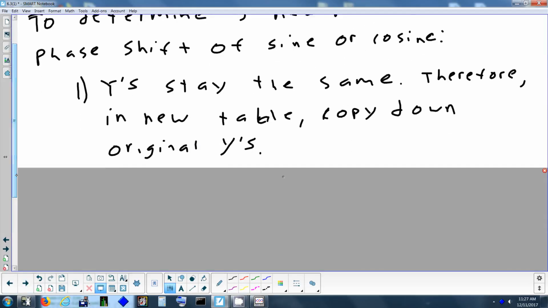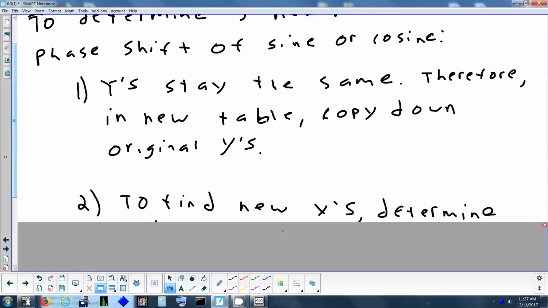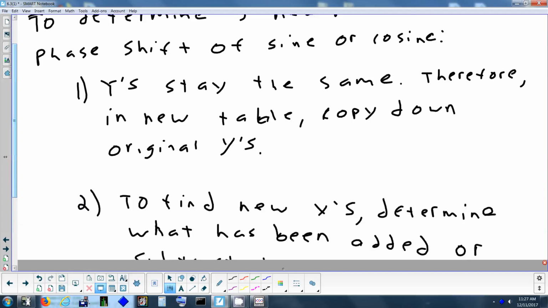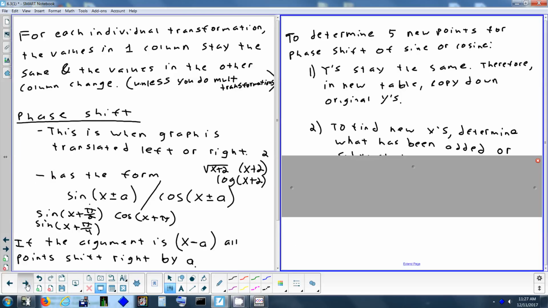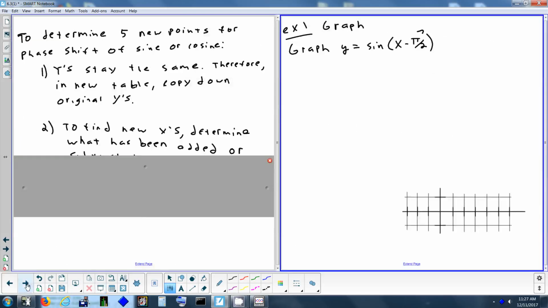Okay, so now we need to find the new x's. To find the new x's, the big thing you have to remember is it's the opposite. Whenever you do horizontal, you see plus, you might think, oh, plus is the positive direction, we go right. No, plus, you go left. So you always do the opposite. So determine what has been added or subtracted. In the problem we're going to do, determine what's been added or subtracted. We are going to subtract pi over 2. That's what's being subtracted.